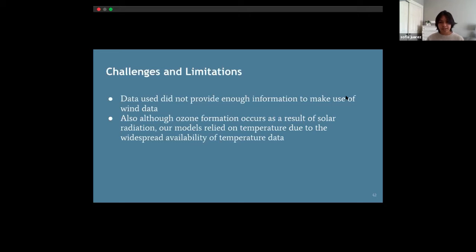We faced several challenges and limitations during this project. For instance, the dataset we used did not provide enough information to make use of wind data, which could be helpful. Although ozone formation occurs as a result of solar radiation, our models relied on temperature due to the wider availability of the temperature data. The reason this is a limitation is because the results may have been better if we used reduced radiation rather than temperature.